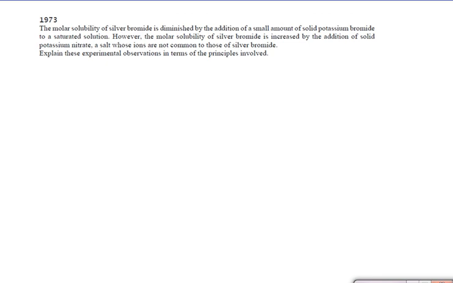So the molar solubility of silver bromide, and I might want to write silver bromide's formula: silver plus 1, bromine minus 1, they cancel out, is diminished by the addition of a small amount of solid potassium bromide to a saturated solution. I bet I'm going to have to explain why. However, the molar solubility of silver bromide is increased by the addition of solid potassium nitrate, a salt whose ions are not common to those of silver bromide. Another one I probably have to explain. Explain these experimental observations in terms of the principles involved.